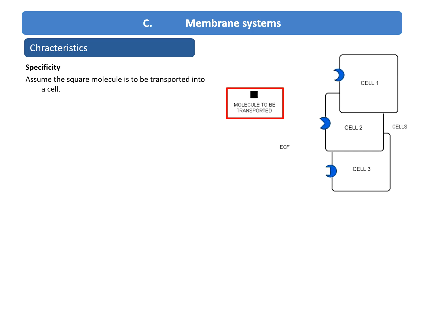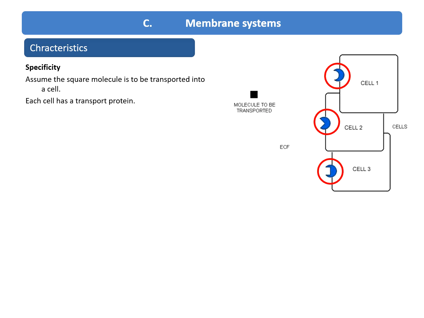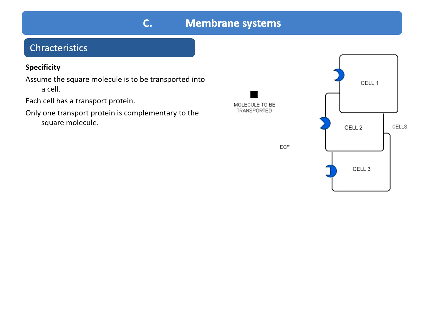Assume the square molecule is to be transported into a cell. Here you have 3 cells shown. Each cell has a transport protein in its membrane. Only one transport protein is complementary to the square molecule. Which cell possesses a transport protein specific to the square molecule? Cell number 3.